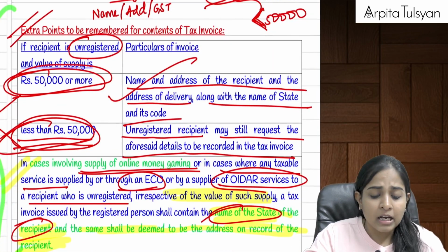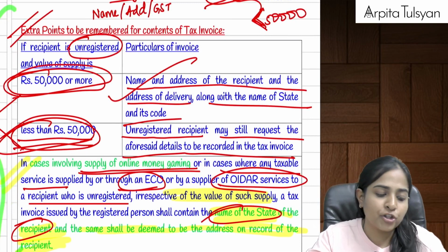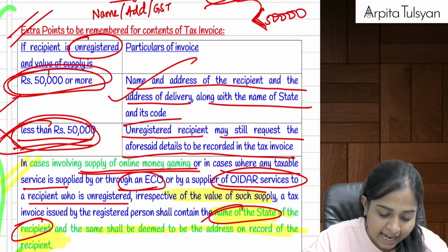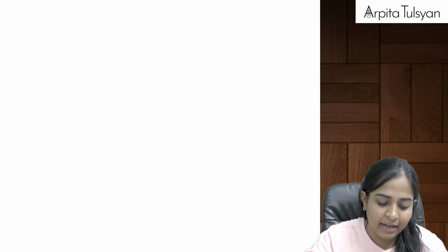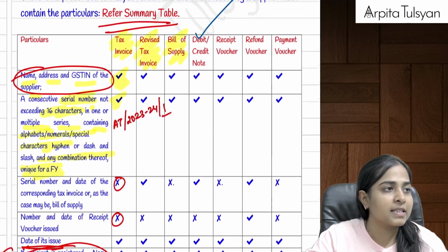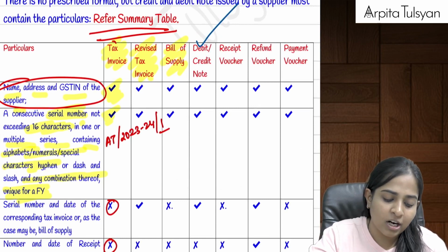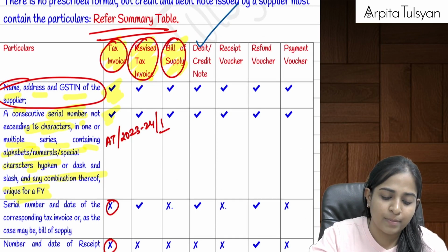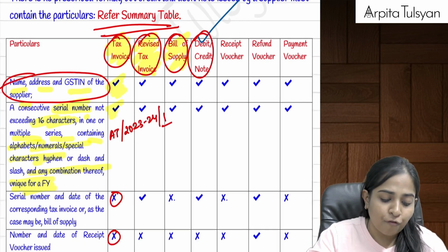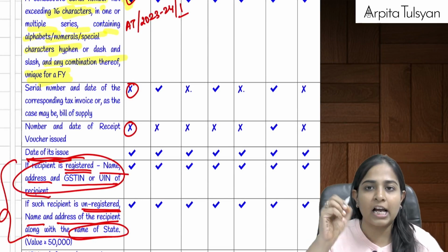Then after that, there are some contents which should be specifically mentioned in the tax invoice. I have made a consolidated table for the same. Can you see this? Yes, this is the summary table. This is the format which can be referred for contents of tax invoice, revised tax invoice, bill of supply, and all these things. So for tax invoice, whatever tick I have put, all these points should be mentioned.